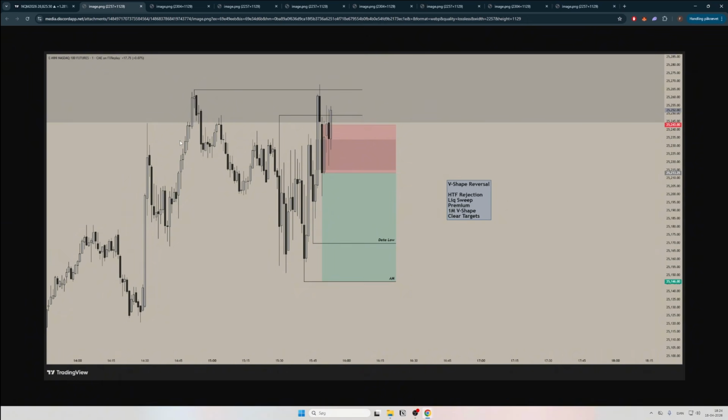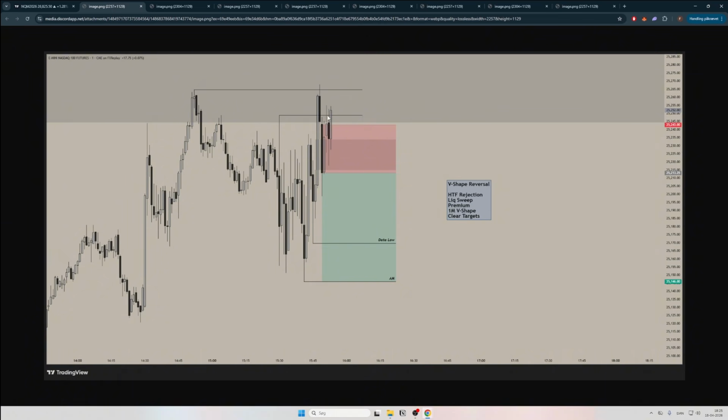So the first setup I'll show you is this loss. As you can see, it was a valid V-shape reversal setup. We had higher time frame rejection, we had a liquidity sweep, we were in premium of the range, we had a 1-minute V-shape, and we also had clear targets. As you can see, we have the data low and AM lows. But the reason this one fails is actually quite easy. As you can see, we make this big wick and we close exactly beneath it.